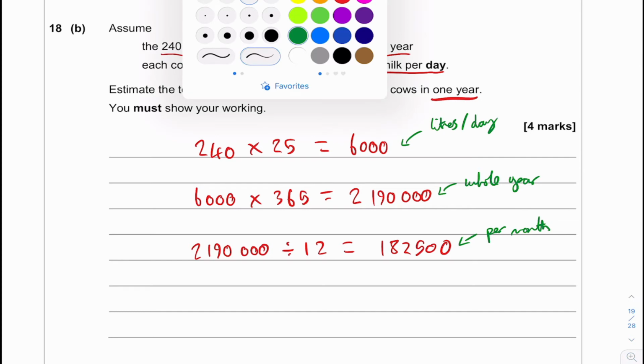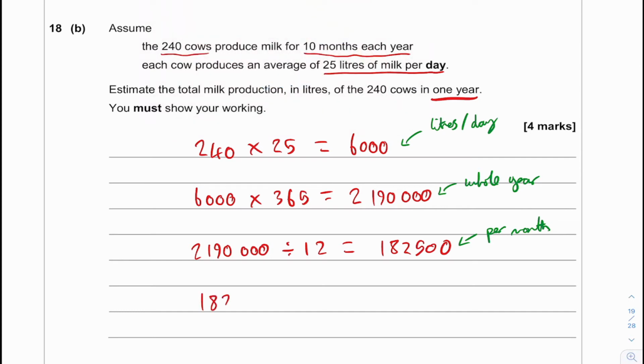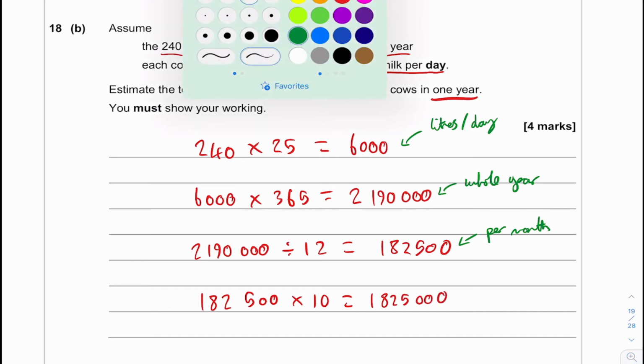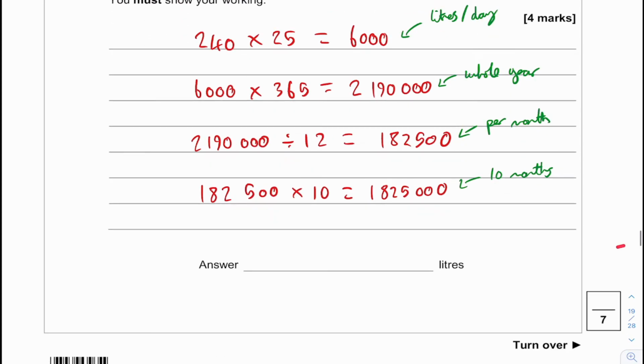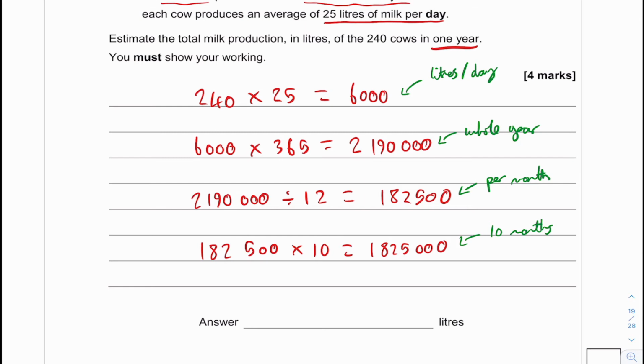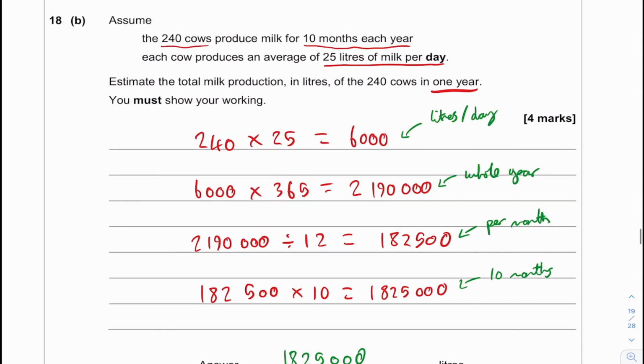And then for 10 months, we just multiply this value by 10, so 182,500 multiplied by 10, and when we do that, we get 1,825,000. And again, a little note, this is 10 months. So do we have to round it to a certain number of significant figures? No. So we just put this answer we've got here as our final answer because it doesn't ask for, say, 3 significant figures and so on. So we just write our final answer as 1,825,000 litres of milk in every year.